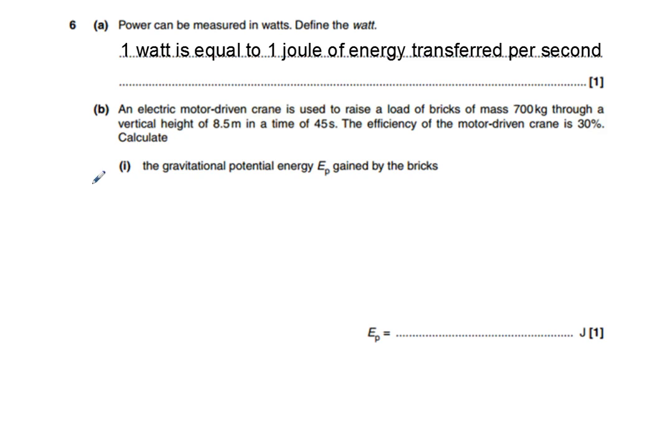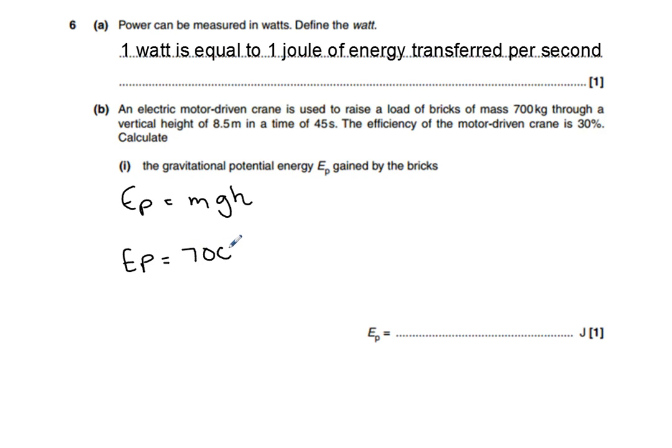Okay, so if we look at part B of this question, it says an electric motor driven crane is used to raise a load of bricks of mass 700 kilograms through a vertical height of 8.5 meters in a time of 45 seconds. It gives you the efficiency of the crane. It says calculate the gravitational potential energy, EP, gained by the bricks. Well, gravitational potential energy is just mgh, mass times acceleration due to gravity times height. So we can just put in the numbers. This one's quite straightforward. We've got everything.